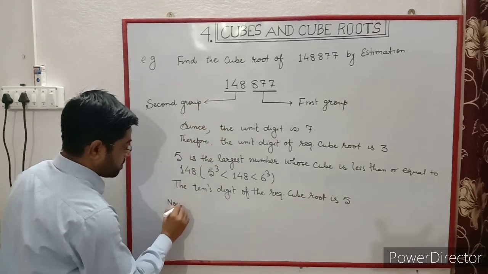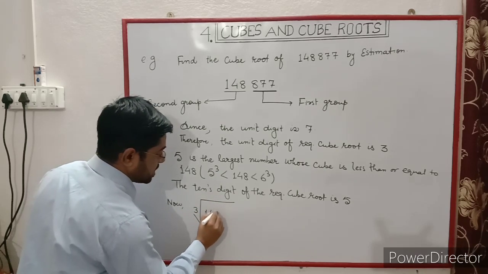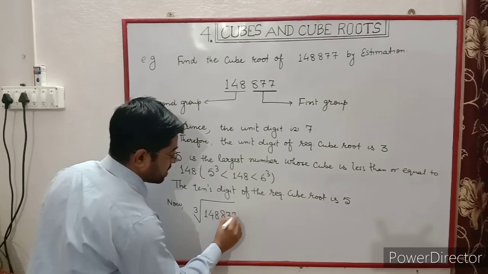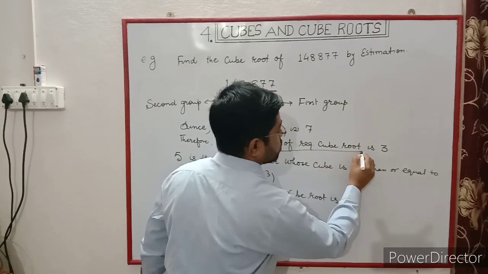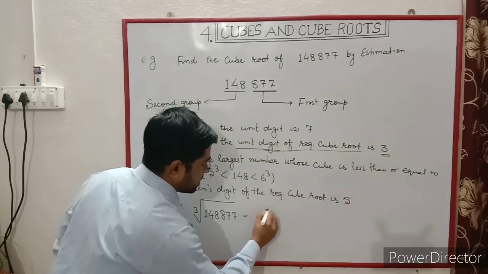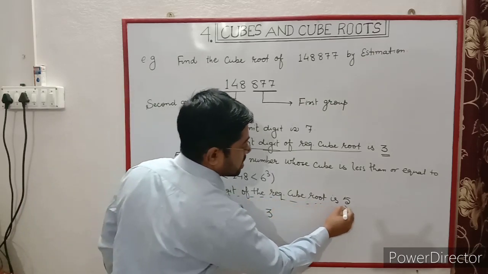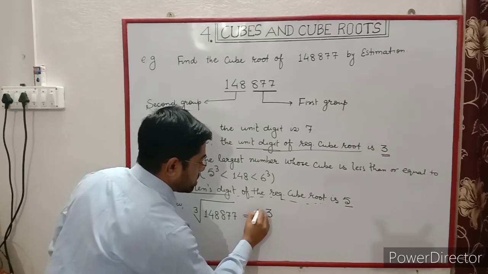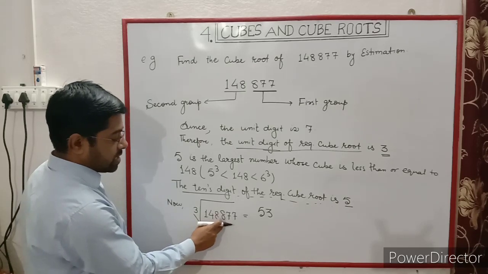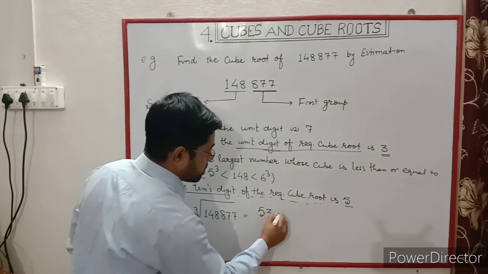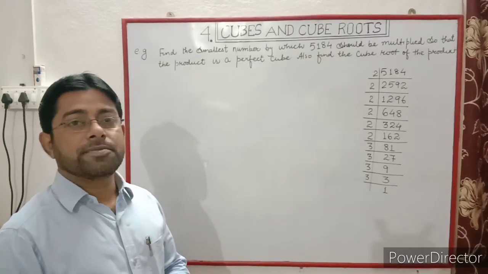Now, cube root of 1,48,877 is equal to, unit digit of the required cube root is 3. So we can write here 3. Now the tens digit of the required cube root is 5. So in the tens digit place is 5. So cube root of 1,48,877 is equal to 53. That is answer.